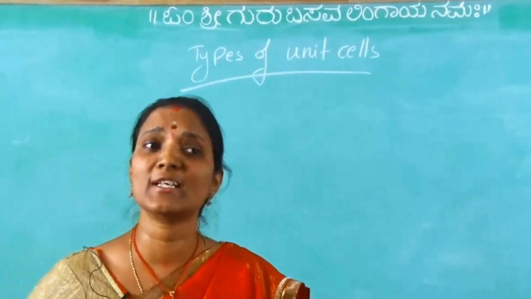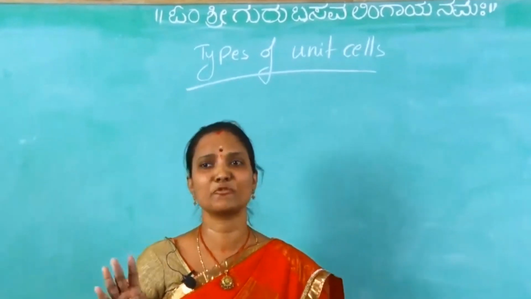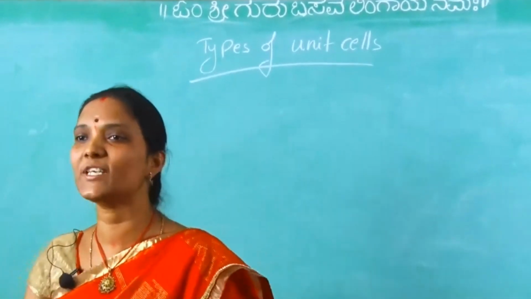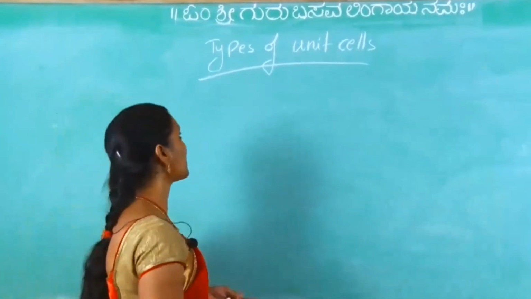How many types of solids are there? Given answer, 2 types. How many types of crystalline solids are there? 4 types. Now how many types of unit cells are there? 4 types of unit cells. So what are these 4 types of unit cells?